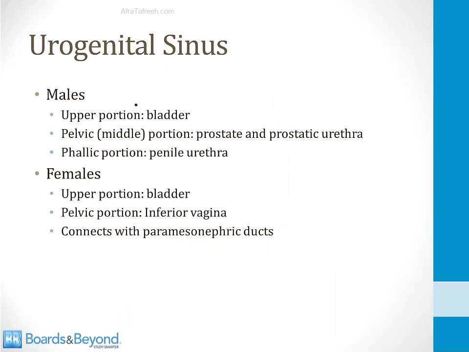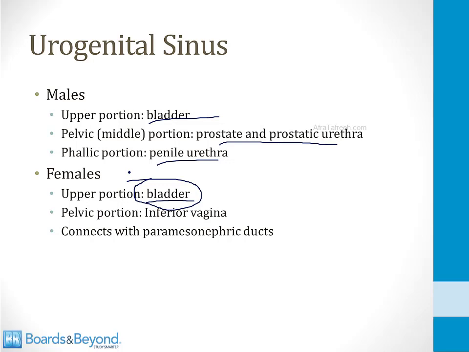In males, the upper portion of the urogenital sinus forms the bladder. The pelvic or middle portion forms the prostate and the prostatic urethra, and then there's another portion called the phallic portion, which forms the penile urethra. In females, the upper portion of the urogenital sinus also forms the bladder, so you can just remember that the bladder always comes from the urogenital sinus, no matter whether it's a male or female child.